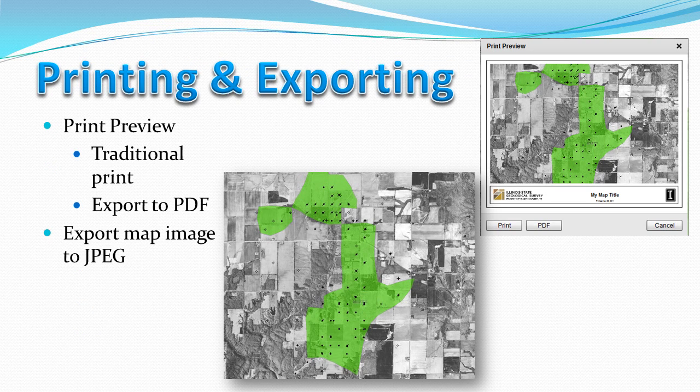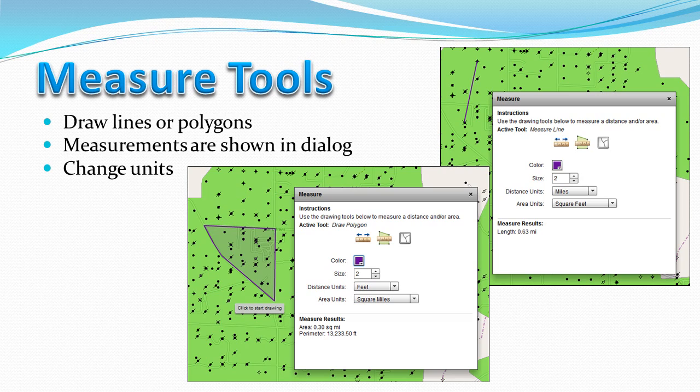You could print with the old Ill Oil, but now you can also export to a PDF, which is kind of handy, but the thing I like most is that now you can really easily get a JPEG of the current map extent and use it in other applications.